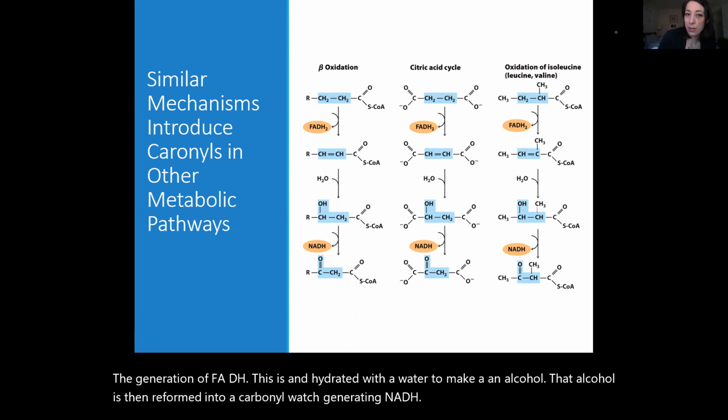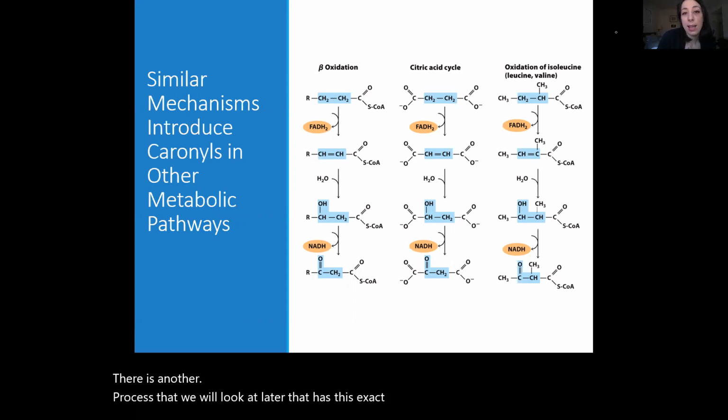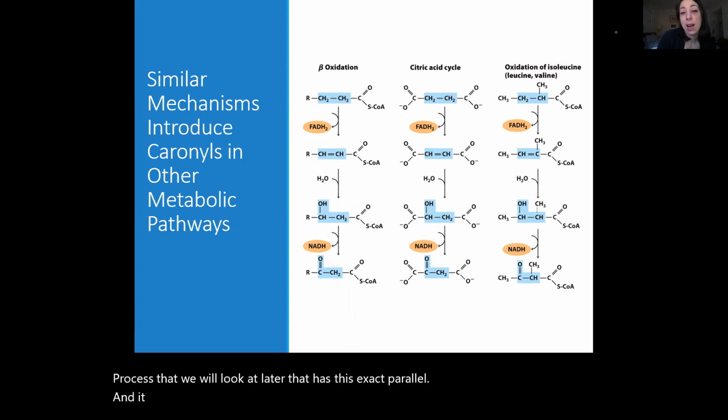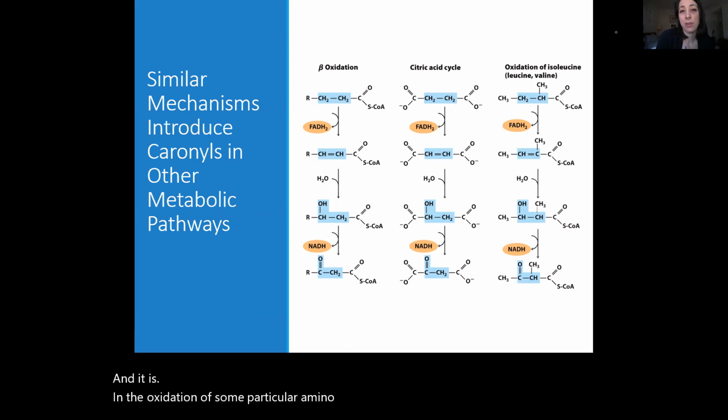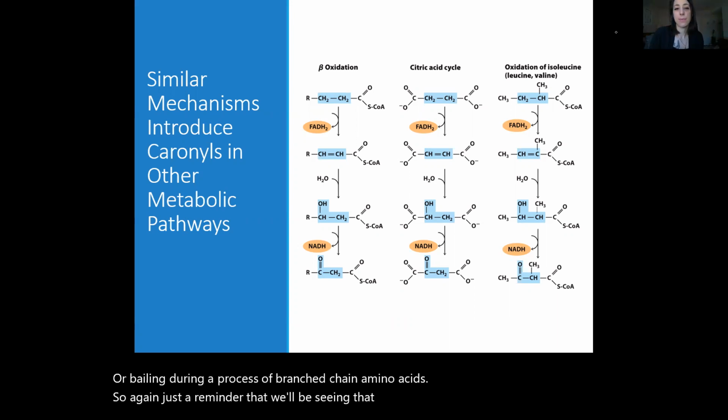There is another process that we will look at later that has this exact parallel, and it is in the oxidation of some particular amino acids. So the oxidation of isoleucine or valine, during the process of branched-chain amino acid breakdown. So again, just a reminder that we'll be seeing that reaction sequence pop up again.